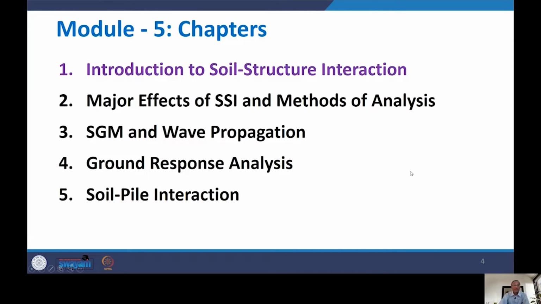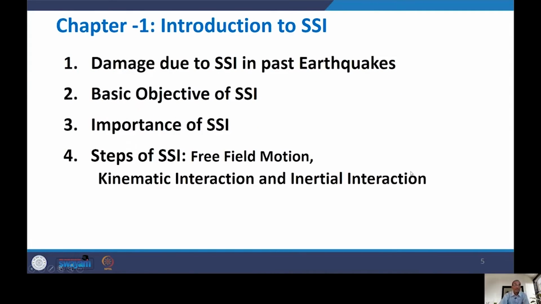Today's lecture will be covered under the following heads. First of all, let's discuss the damage due to SSI in past earthquakes. Then we are going to talk about the basic objective of SSI. Then we are going to discuss the importance of SSI and the different steps of soil structure interaction, which are free field motion, kinematic interaction, and inertial interaction. So these are the coverage here.